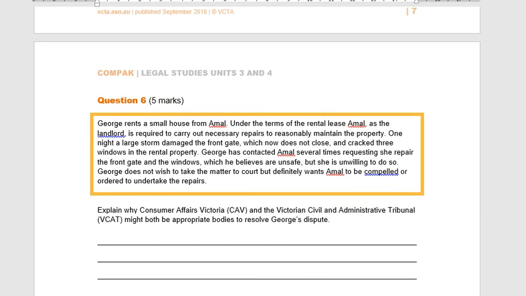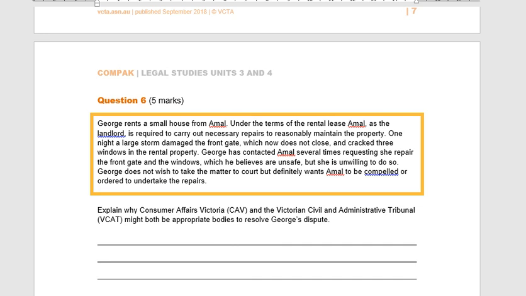George rents a small house from Amal. Under the terms of the rental lease, Amal, as the landlord, is required to carry out necessary repairs to reasonably maintain the property. One night a large storm damages the front gate, which now does not close, and cracked 3 windows in the rental property. George has contacted Amal several times requesting she repair the front gate and the windows, which she believes are unsafe, and she is unwilling to do so.